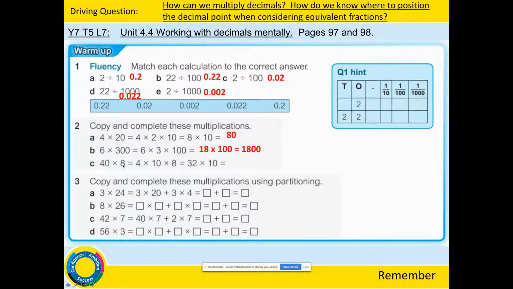40 times 8, we can do it as the 4 times 8, and then multiply by 10. So 4 times 8 is 32, times 10 is 320.